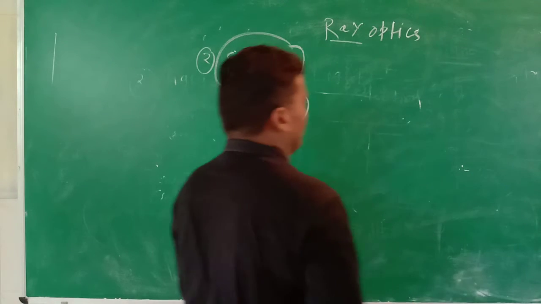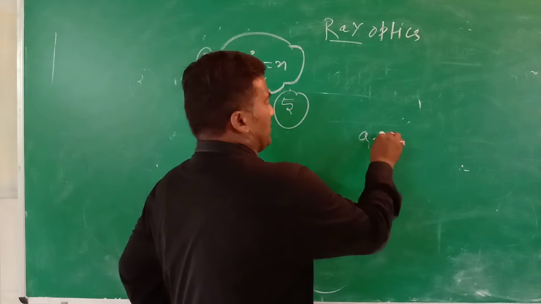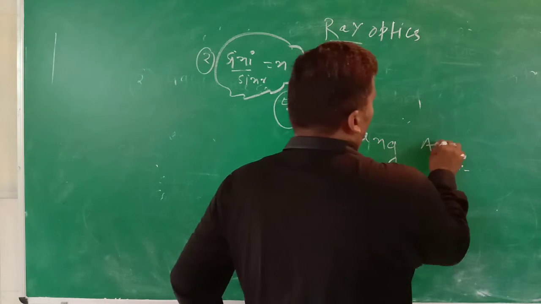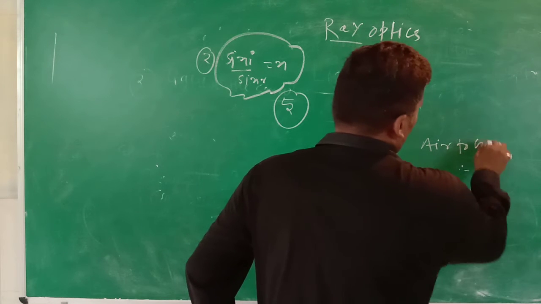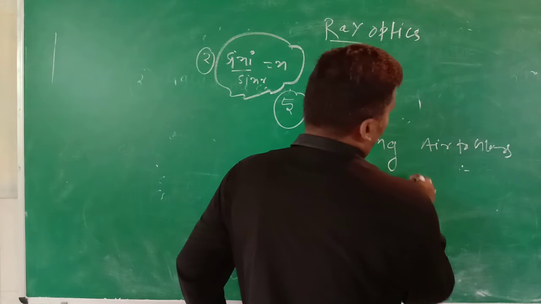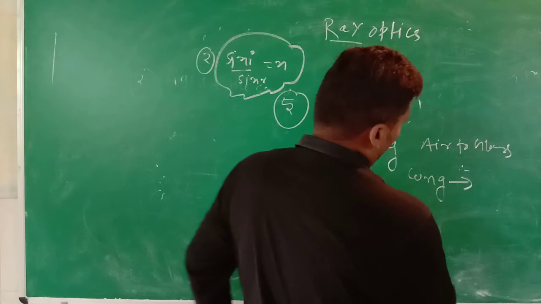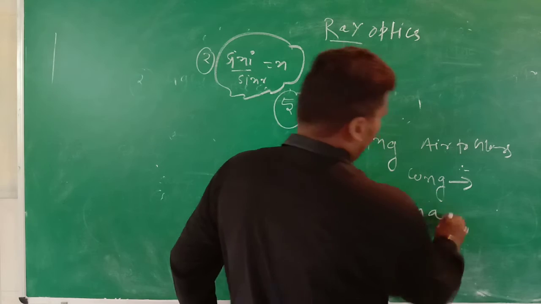The different cases of the refractive index are like a to g: when the ray of light passes from air to glass, water to glass (w to g), glass to air (g to a).